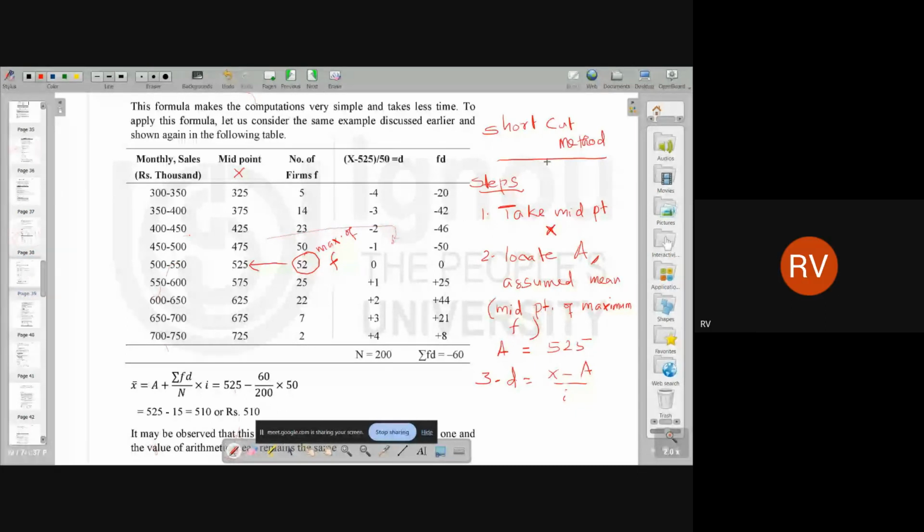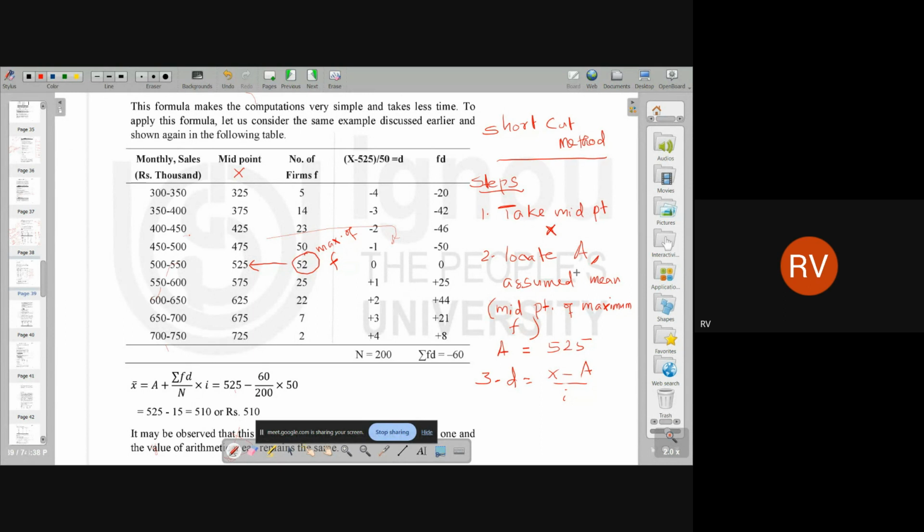Then, the shortcut method for finding arithmetic mean. The first step is to take the midpoint x, the class mark or midpoint of x. That is, take the midpoints of x: 325, 375, etc.